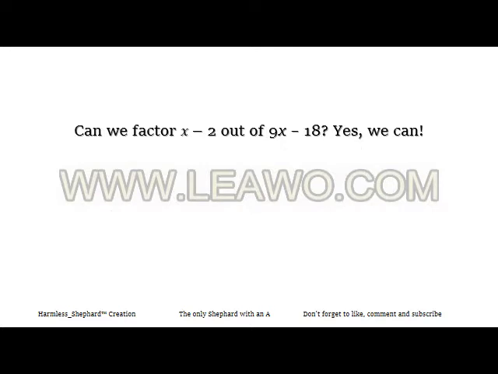Can we factor out x minus 2 out of what is remaining? That's 9x minus 18. Yes, we can. So we just did it here. You see, we can factor it out, and we get 9 bracket open x minus 2 bracket close.